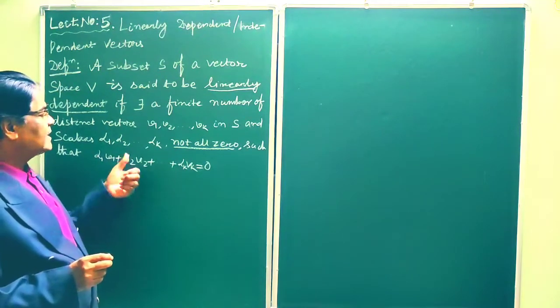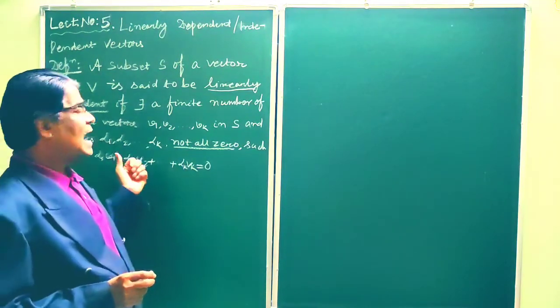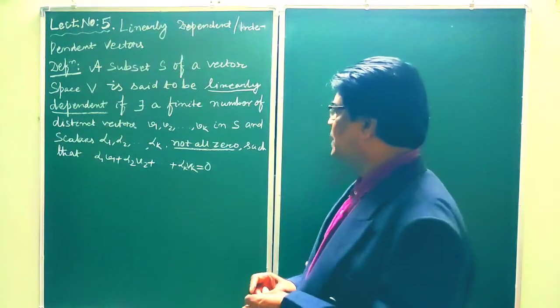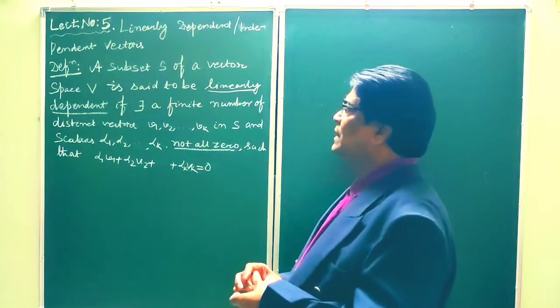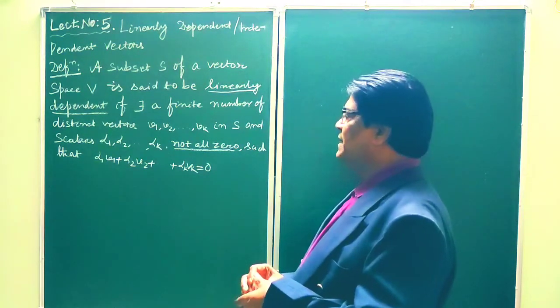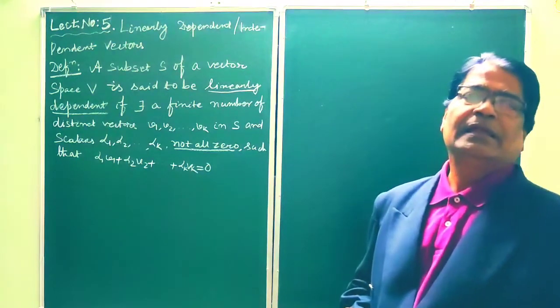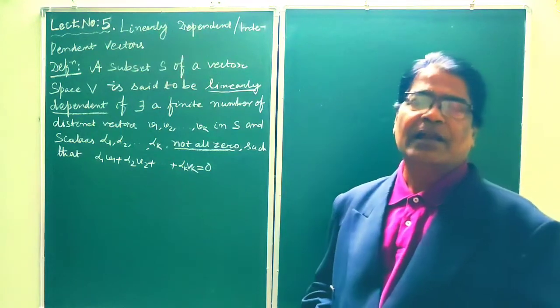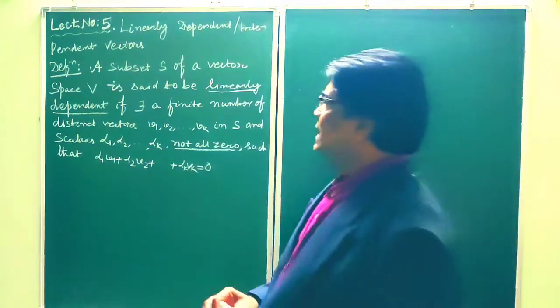Here, if this expression is 0 and it implies alpha 1, alpha 2, alpha 3, up to alpha k are not all 0, then the subset S of vectors v1, v2, up to vk is linearly dependent.